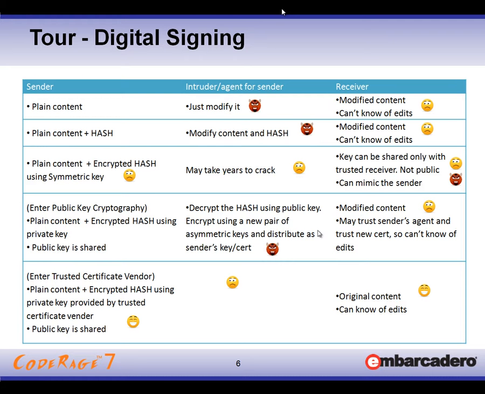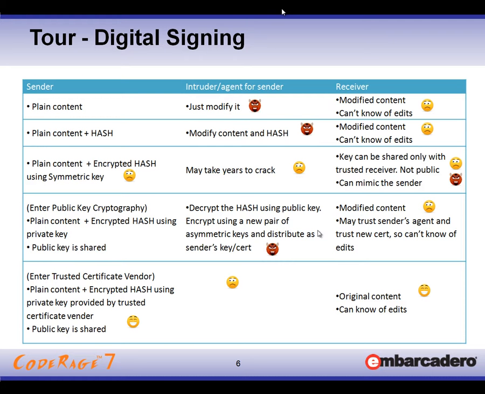Now that can easily be reverse engineered, so the sender or the intruder can actually modify the content and the hash and send it across. Again, the same problems for the receiver. Then you could use some more technology. So you could actually encrypt the hash using a password.